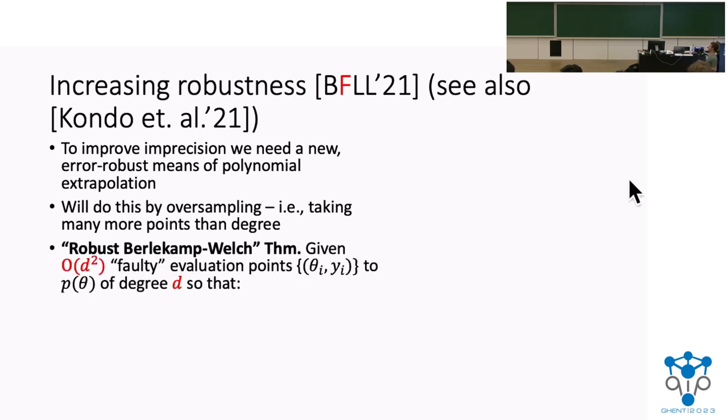And here's the theorem that we prove. We call this the robust Berlekamp-Welsch theorem in honor of a similar theorem that was known in the context of classical error correction, called the Berlekamp-Welsch theorem. Anyway, so what our theorem says is the following.